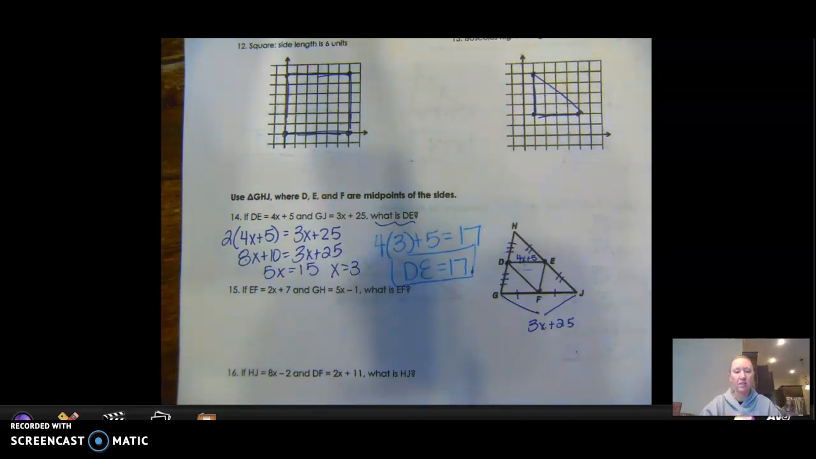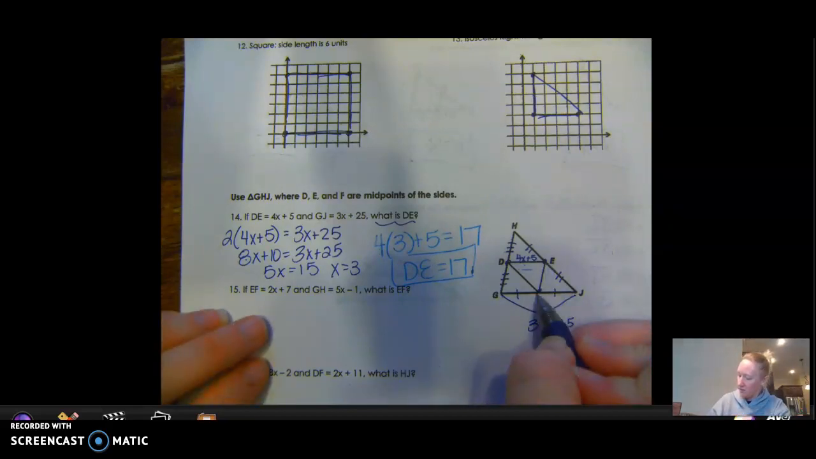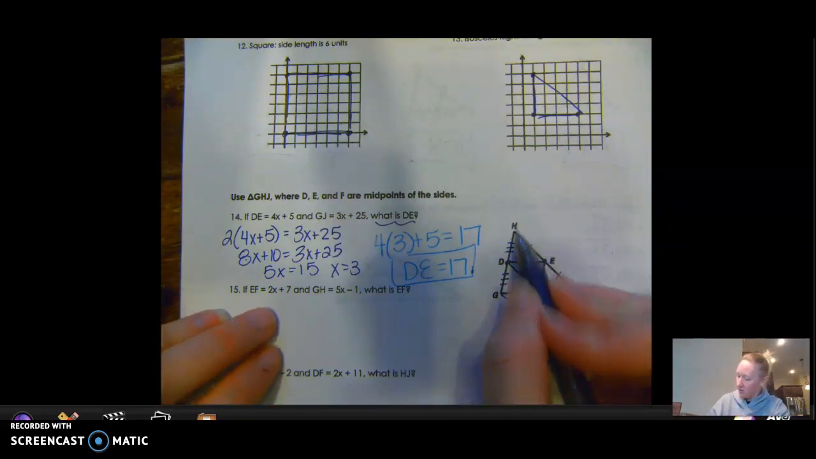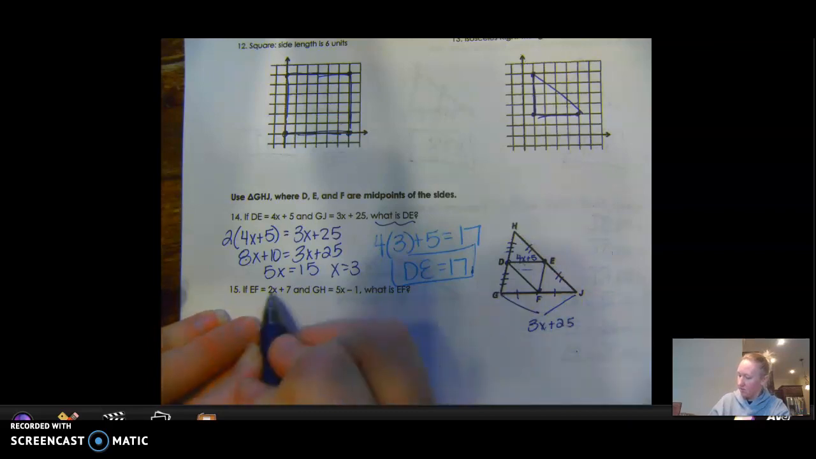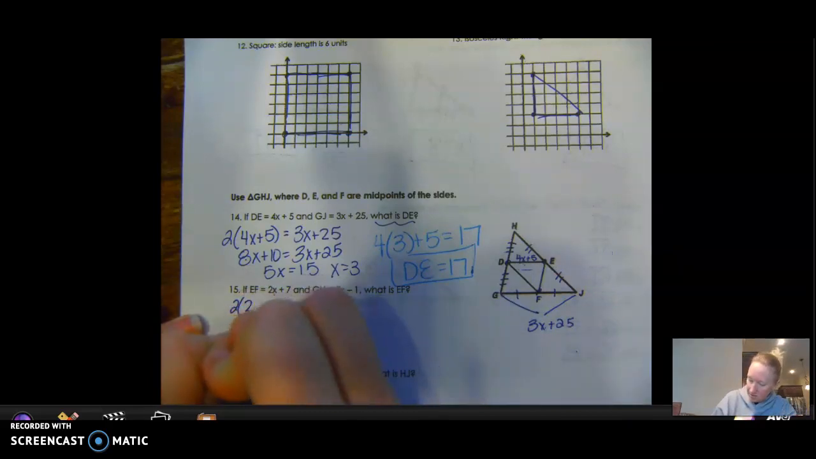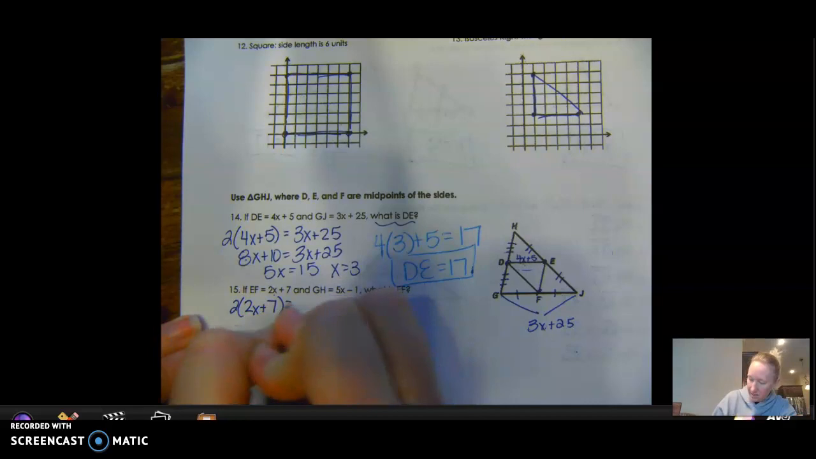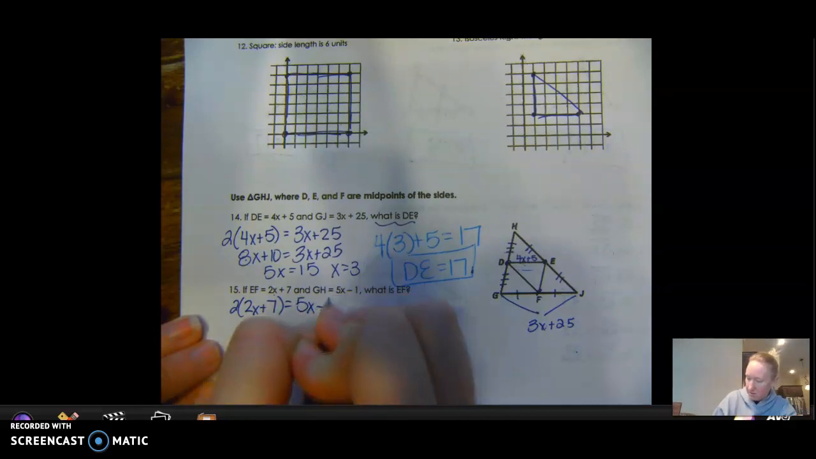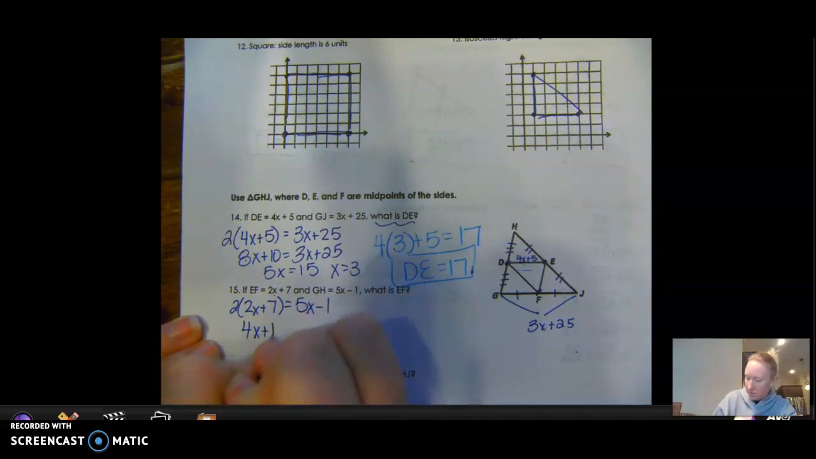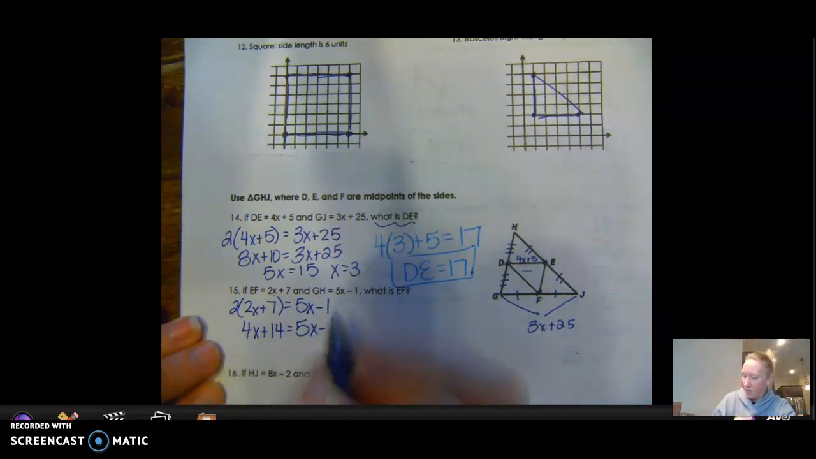Okay. I want you to pause me and try 15 and 16 on your own, please. Unpause me when you're done. So same process here. So EF is 2x plus 7. GJ, the whole thing is 5x minus 1, so double this guy. So 2 times 2x plus 7 equals 5x minus 1. So that is 4x plus 14 equals 5x minus 1. I'm going to subtract 4x, so I get 1x. I'm going to add 1 equals 15. So essentially, x just equals 15.